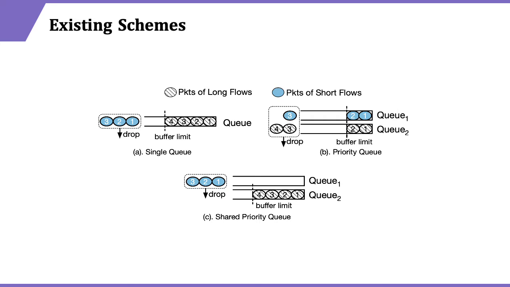In scheme B, the priority queue, the situation of short flows is a little bit better at the cost of long flows' throughput, because they can only consume half of the buffer. But short flows still have 1 packet dropped. By contrast, in scheme C, the shared priority queue, since long flows can use all the buffer, all the packets of short flows are dropped as the single queue does, resulting in a timeout for short flows as well.